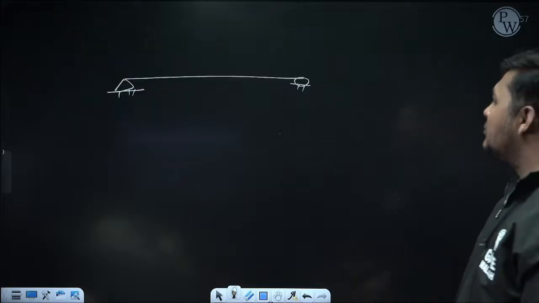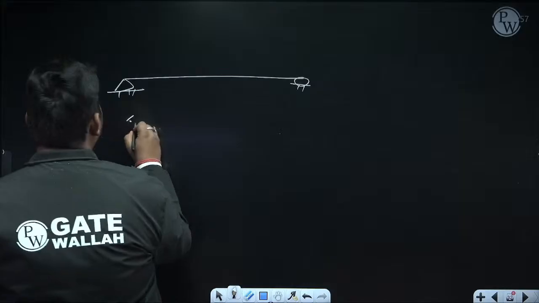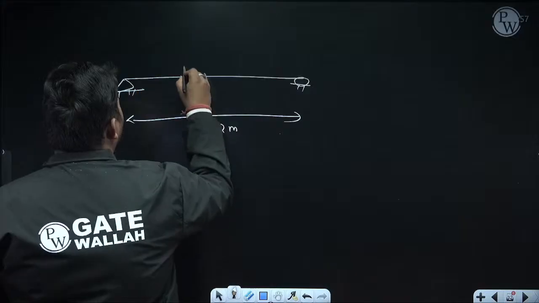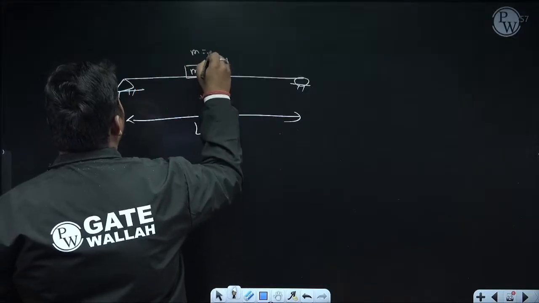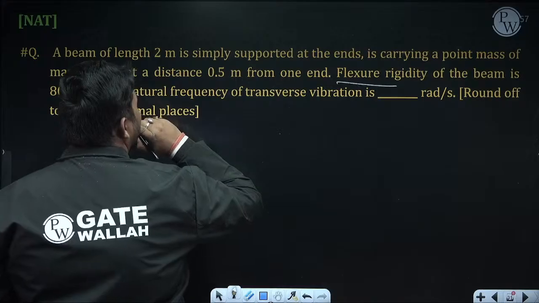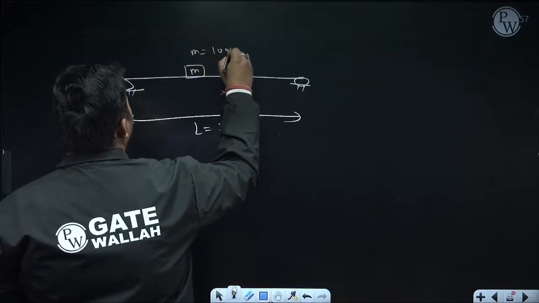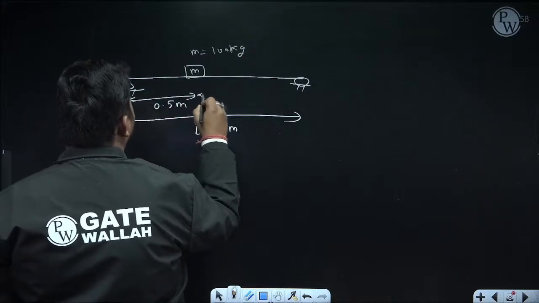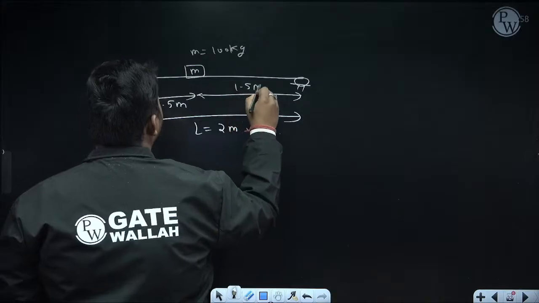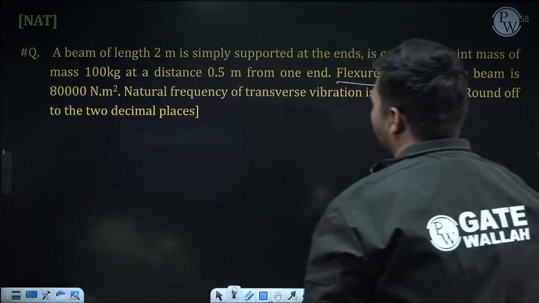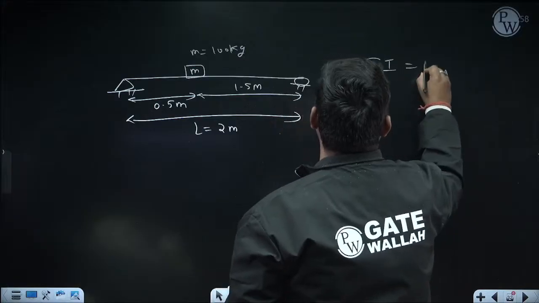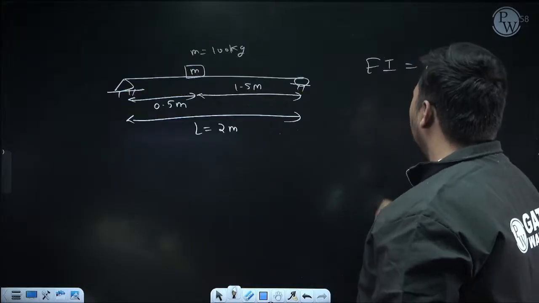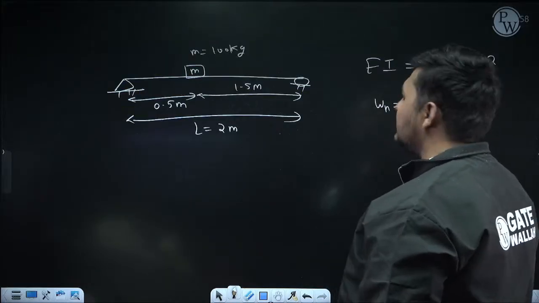Okay. So it is a simply supported beam whose length L is 2 meter, using SI unit. Now the rotor or mass M is attached, and the value of M is 100 kg. It is attached at a distance 0.5 meter from one support. So this is 0.5, and the other will be 2 minus 0.5, which means 1.5 meter. Flexure rigidity of this structure EI is 80,000 Newton meter square. Then we have to calculate the natural frequency in radian per second, that is omega.